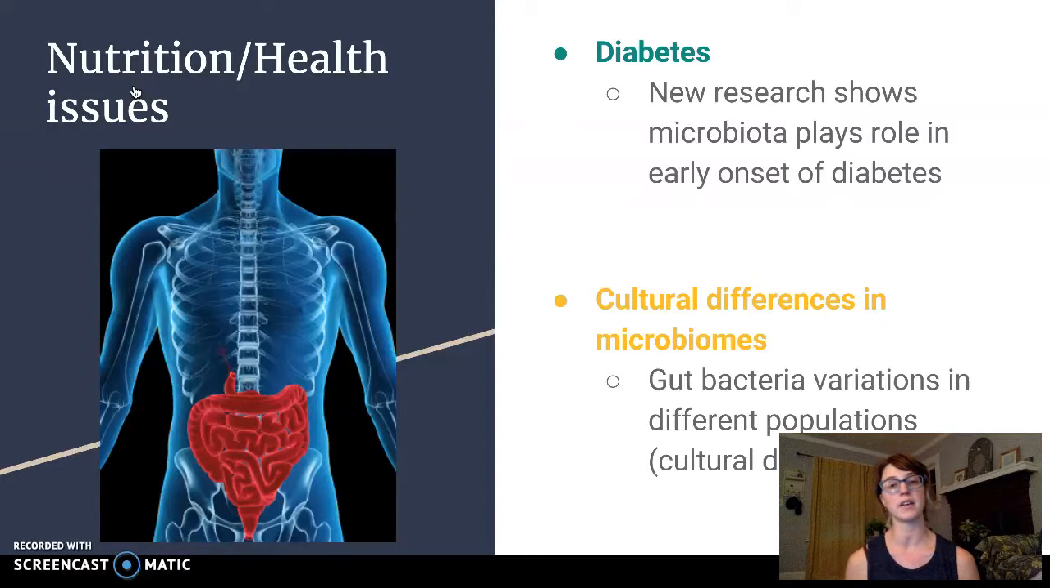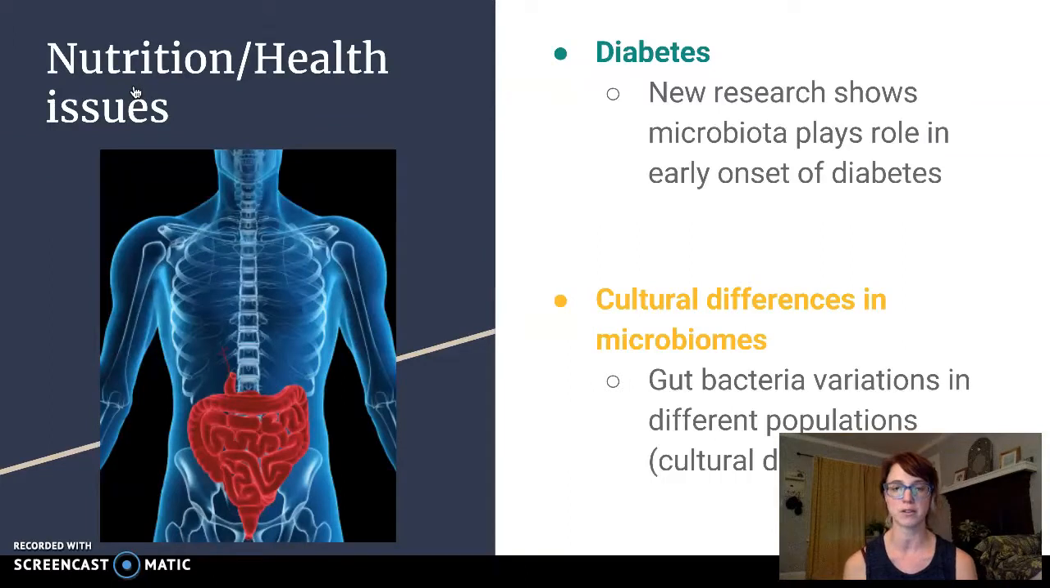And at that point, if we know that that's happening in the body, what can we do to maybe stop it in its tracks with early intervention? If we're able to change the gut microbiome at that point, could that maybe even reverse the diabetes from happening? And also, I'd like to talk about cultural differences in microbiomes.